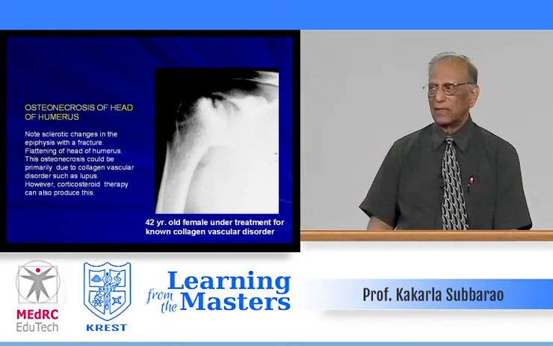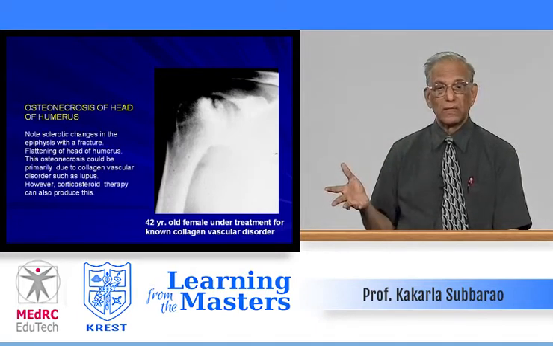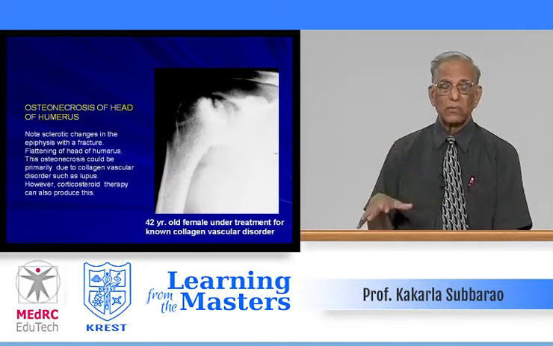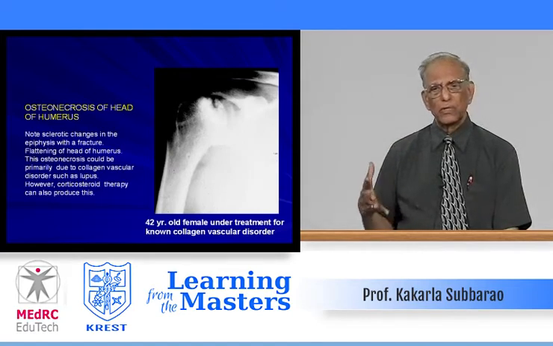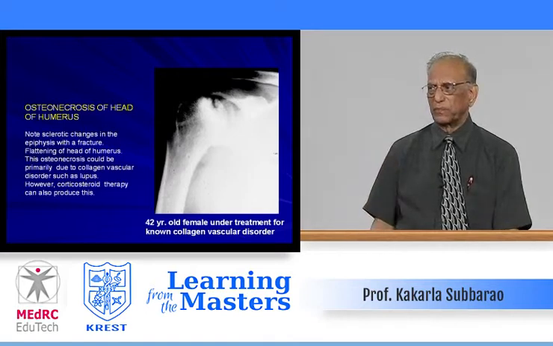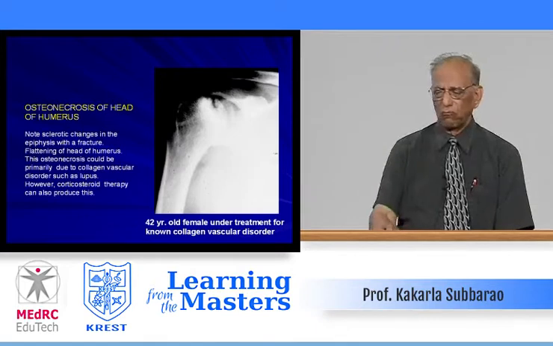Flattening also of the head of the humerus, primarily due to a collagen vascular disorder such as lupus. Other disorders also can produce, for example, scleroderma, other collagen vascular disorders can also produce osteonecrosis, but usually only after steroid therapy. Corticosteroids can also produce this.